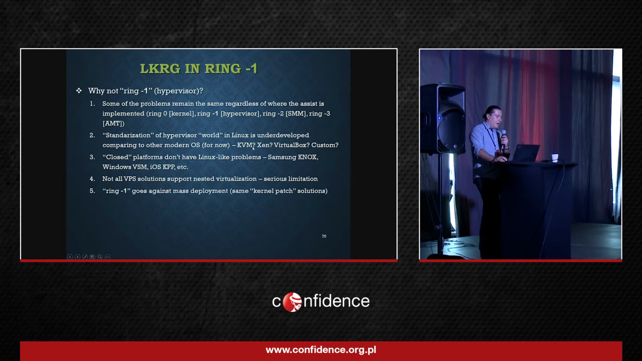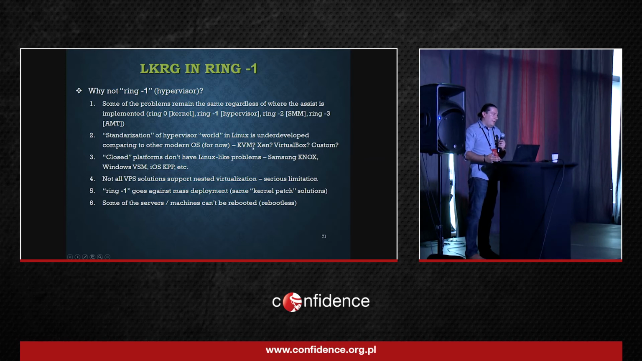And also ring -1 goes against mass deployment. So imagine you have a farm of servers or a farm of VMs. What you can do is create a normal package and install that specific package on thousands of machines, and you have this feature enabled. If you have ring -1, you can't do this. And also, some of the servers are never going to be rebooted. Their uptime is sometimes days, sometimes even years. So if the uptime of the server is a couple of years, how can you reboot this server and install some hypervisor feature? If you have LKRG, you just install the module, and it works.